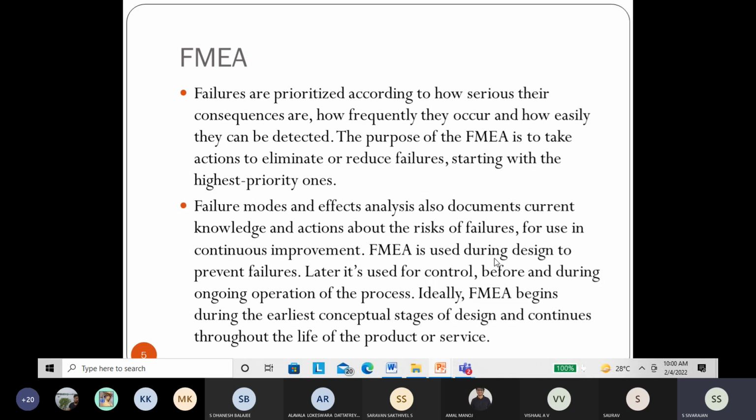So FMEA is used during design to prevent failures, because initially we have to do this. Once everything is fine, it works initially. But of course, even in the later stages it can be used for controlling before and during the ongoing operations.